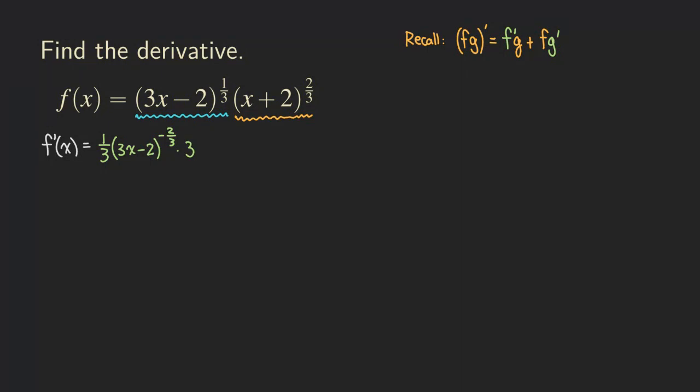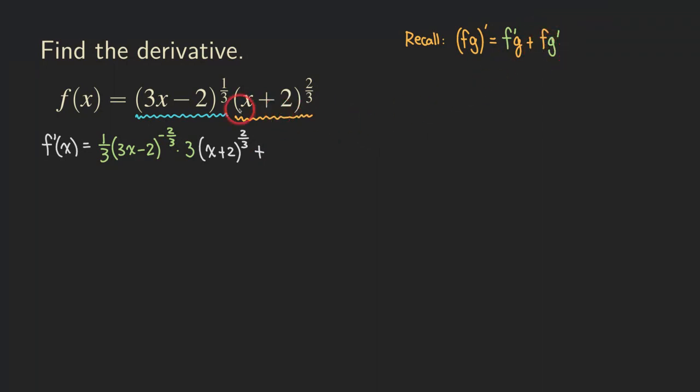And then what about this second function here? We are just going to copy it down. So let's just copy that down right here. So do not touch that second function, so just copy it. Okay, so that's our first term. And then now plus, right? We put the plus right here, and then we are going to take the derivative of the second term.